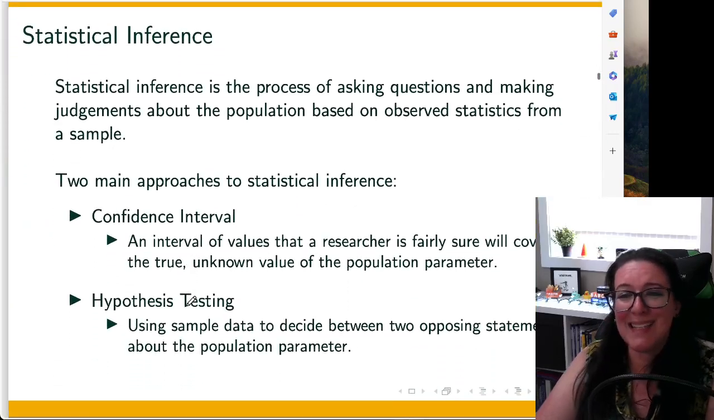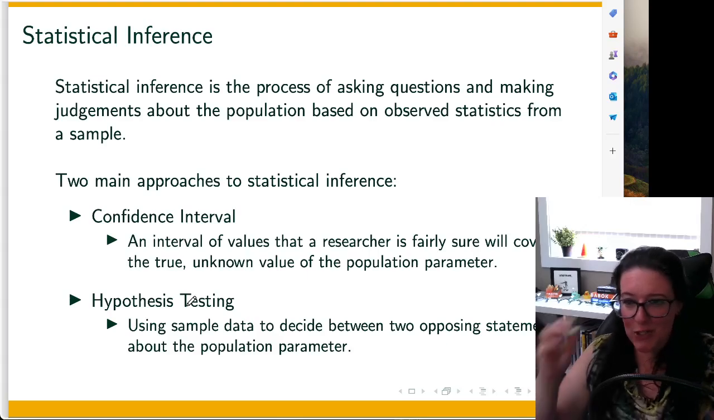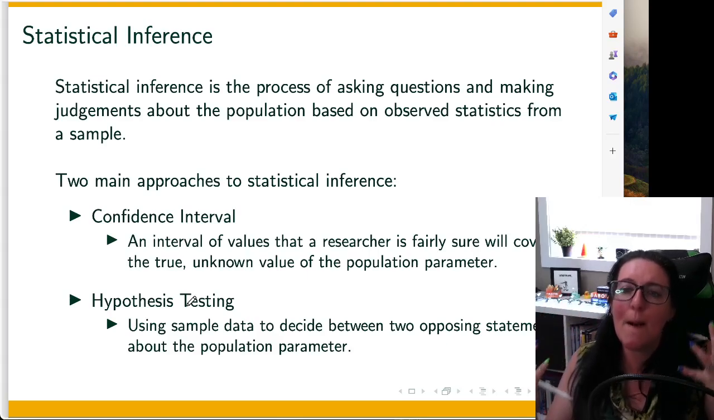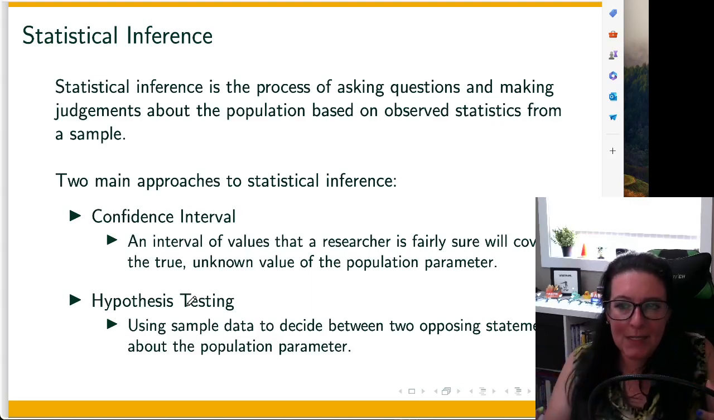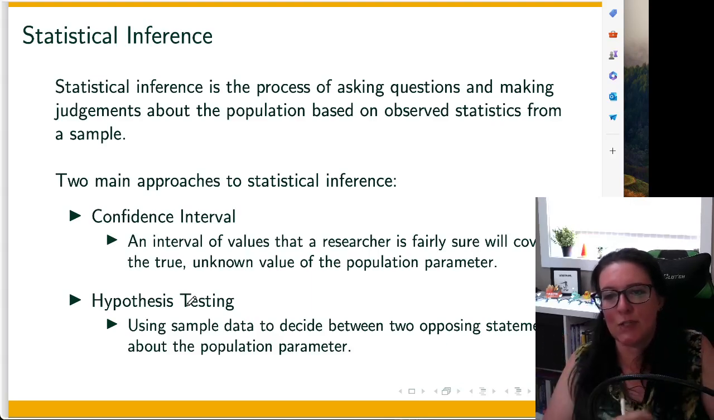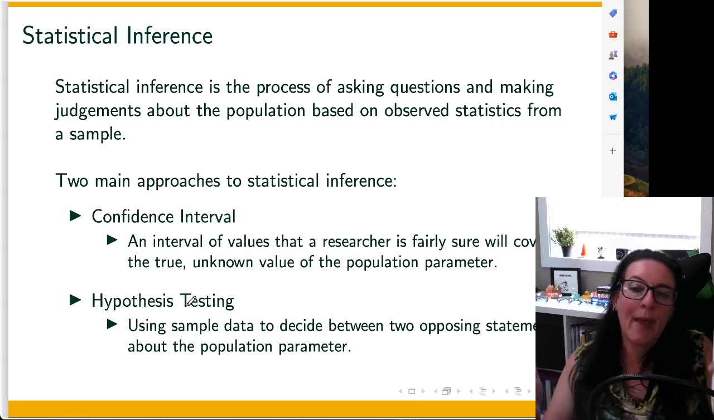So we're trying to make statistical inference. We're asking questions, making judgments about the population based on the observed statistics from the sample. And there's two main ways that we do the statistical inference.